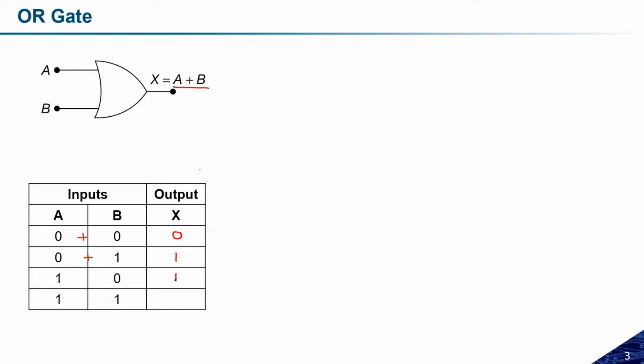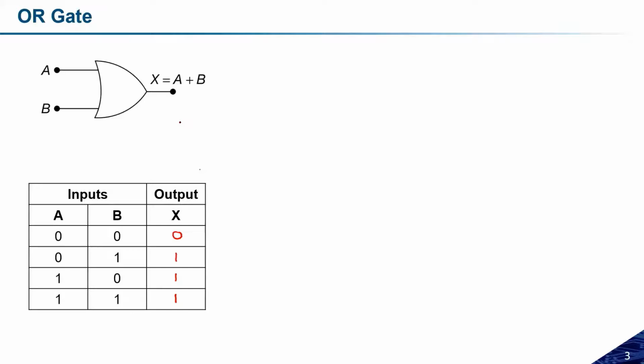And 1 plus 1: if I am doing the arithmetical addition, 1 plus 1 gives 0 and 1 is carried forward. But if I'm talking about the logical addition, this indicates a logic high, and logic high with logic high gives you logic high in ORing. So 1 plus 1 will give you 1. This is not the arithmetical addition. This is what the truth table of the OR gate is.